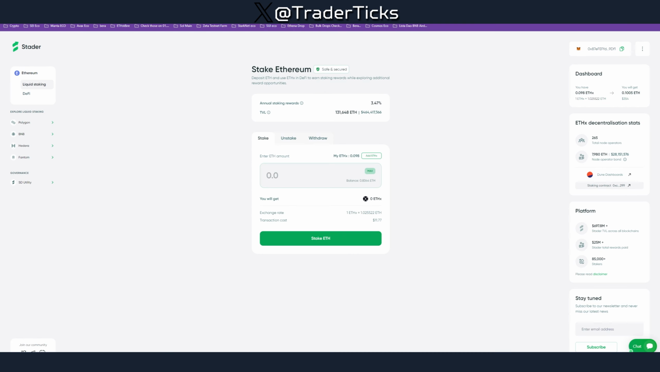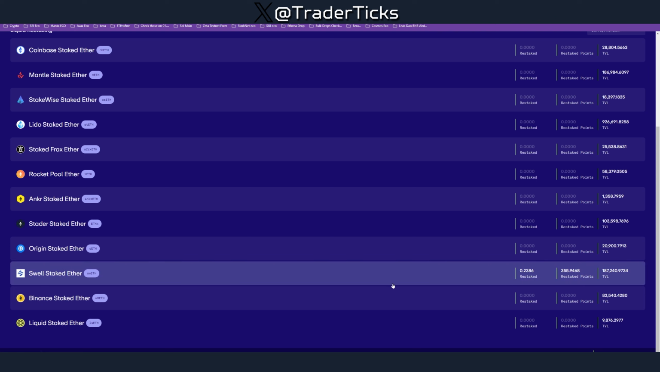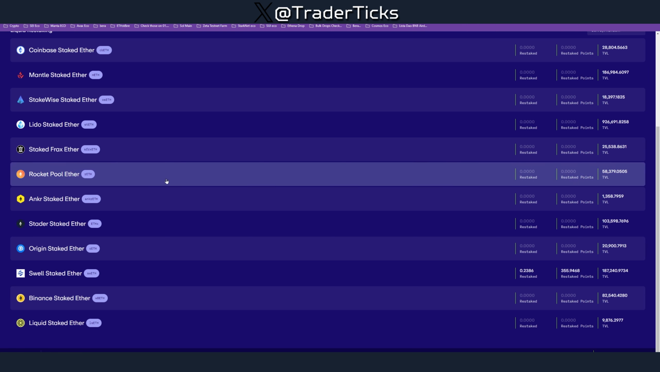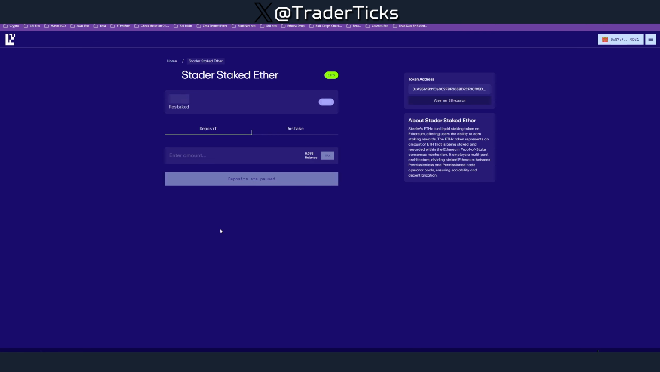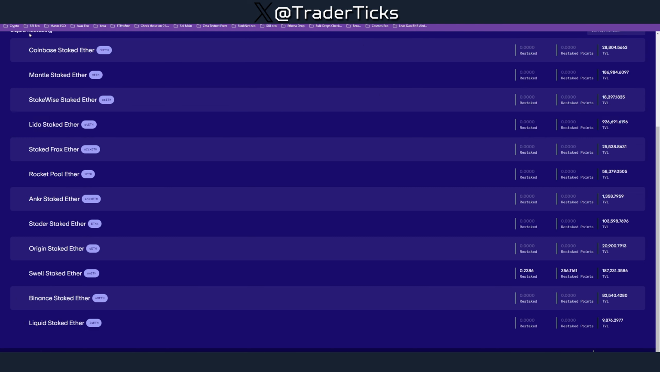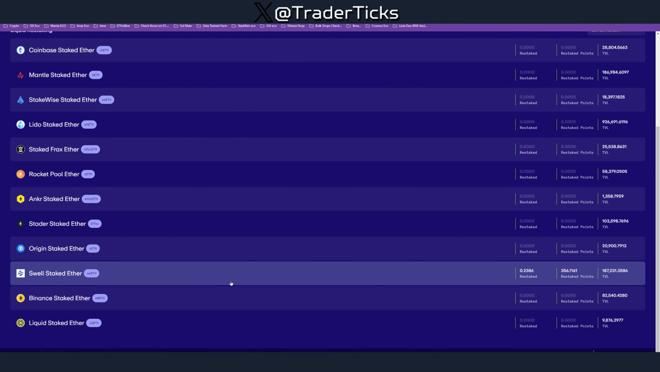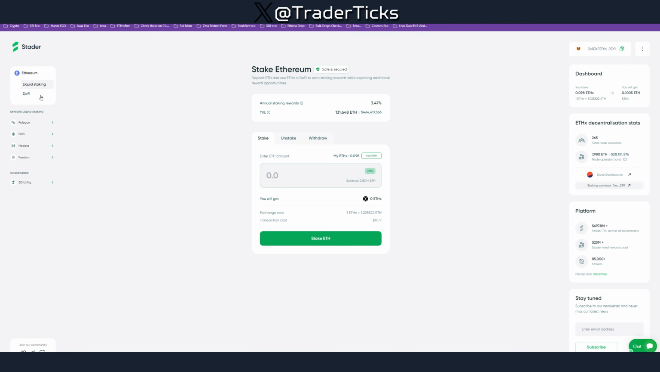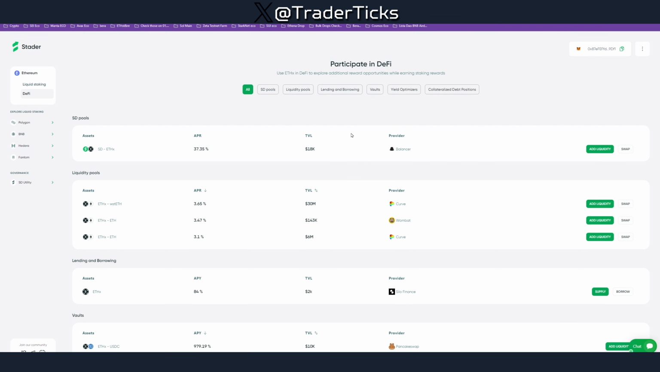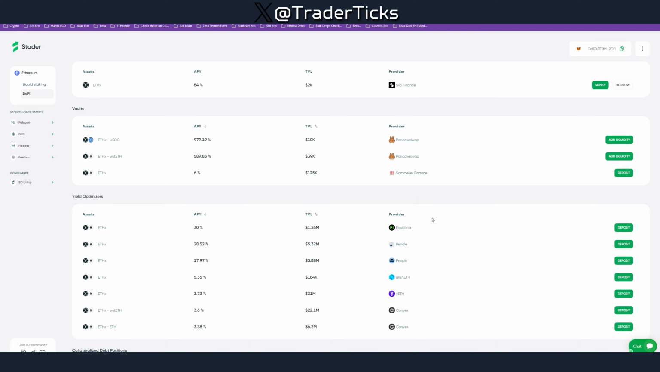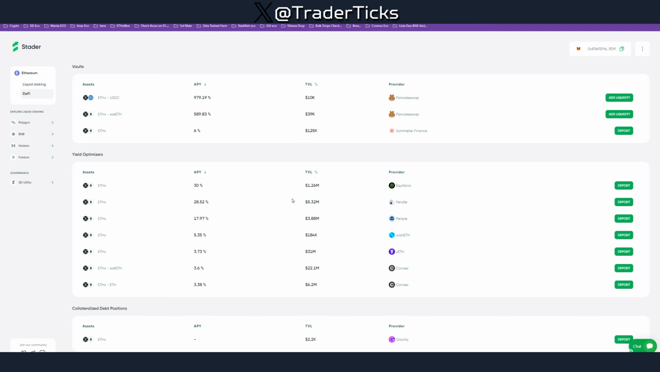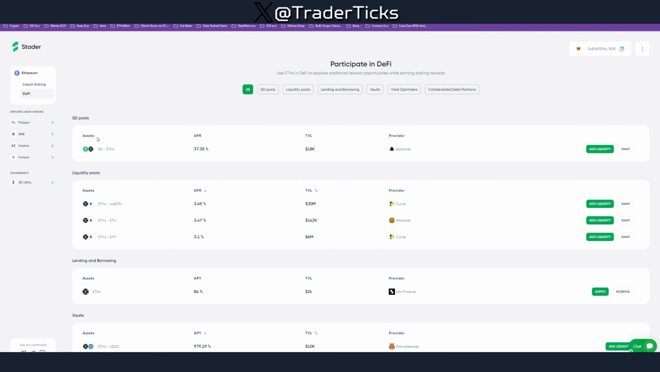And then we can move to Stader, which is pretty similar. Again, here you can stake Ethereum. You're gonna get your ETHx. You can deposit ETHx or restake ETHx here on EigenLayer. Currently they are paused, but depending on when you're watching the video, they might be available. They also have their own DeFi pools here. They have lending and borrowing vaults, yield optimizers, etc. So a lot of options for you to explore and earn additional yield.